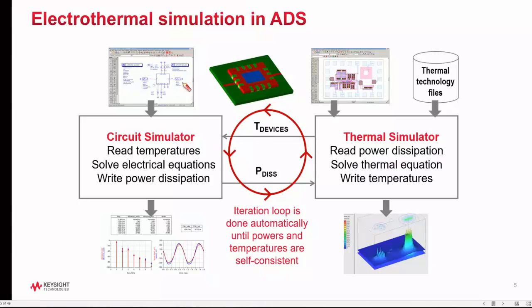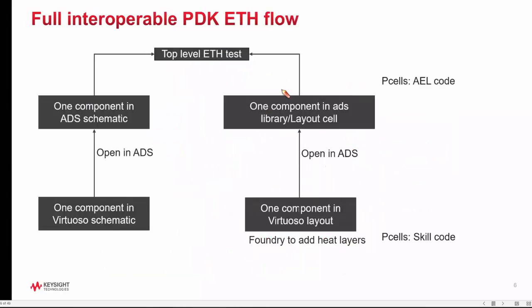So it looks like if we want to do the thermal, we want to have the schematic on ADS side, and we want to have the layout on the ADS side as well. So if you have an interoperable PDK, and here I'm talking about a full interoperable PDK, what does that mean? That means your schematic and the layout are both interoperable. Interoperable means that if I enter my schematic on the Cadence side, I can open exactly the same thing on the ADS side, and vice versa.